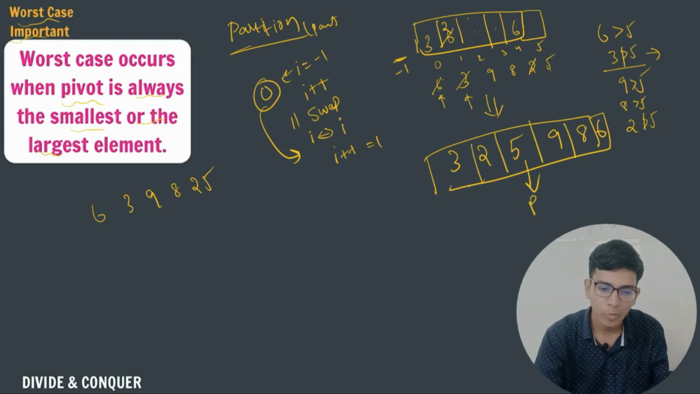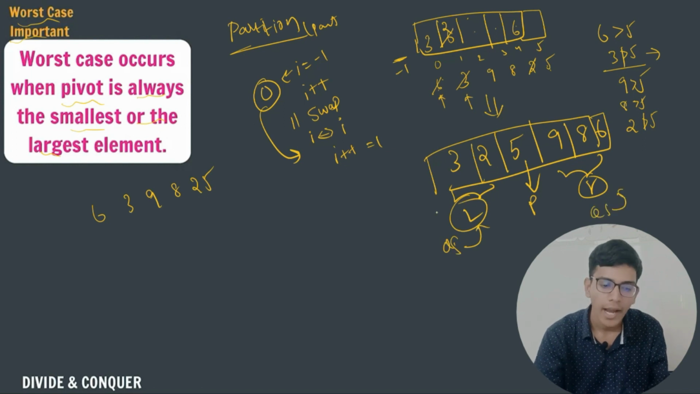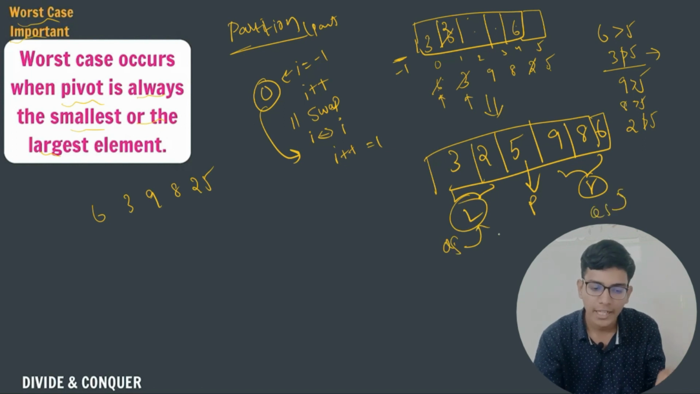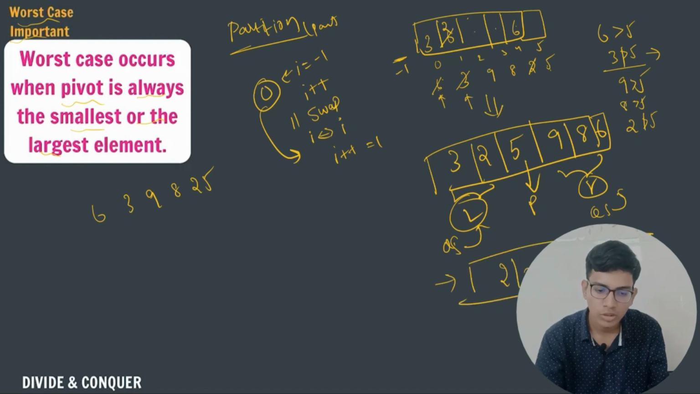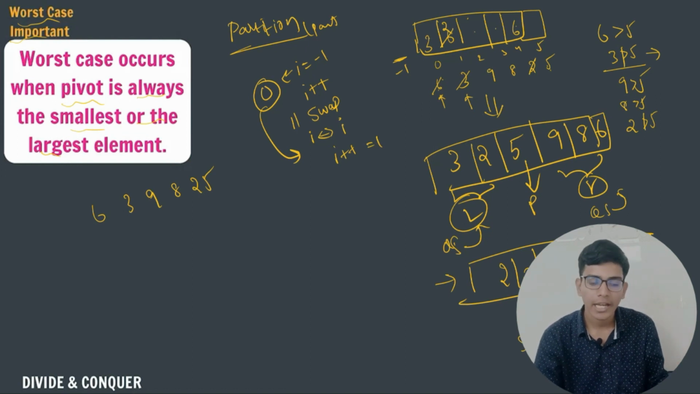This is my pivot point, this is my left part, and this is my right part. I will call quick sort for my left part and quick sort for my right part. After that, I will finally get my array like this: 2 3 5 6 8 9. So this is my sorted array in increasing order. This is how we apply quick sort.